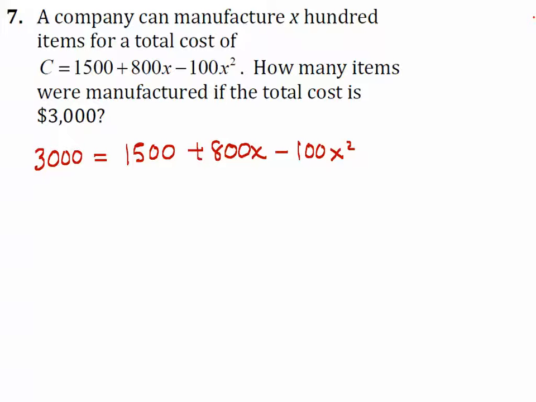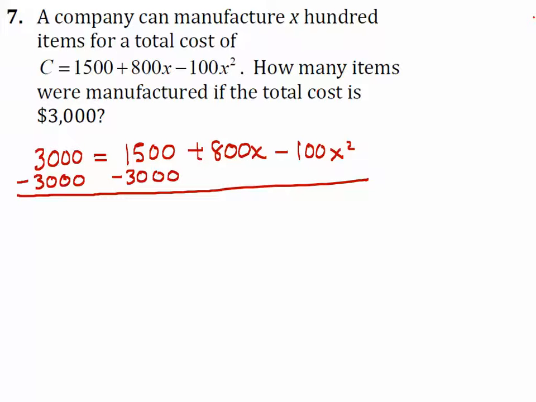Alright, in that case, guess what we're going to do? Set equal to 0, I guess, right? I'm going to scoot everything over. So in this case, the easiest way to scoot everything over is just subtract 3,000. And I get 0 is equal to negative 1500 plus 800x minus 100x squared.